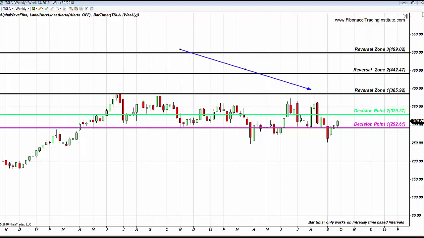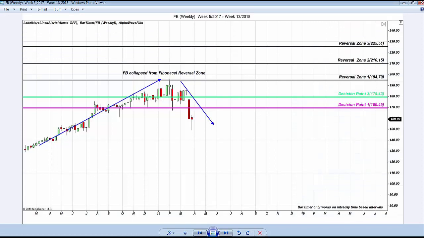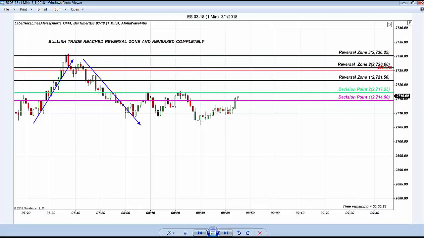It doesn't matter if it's Facebook. Stunning earnings. Why in the world did Facebook collapse? It doesn't matter if it's 1 minute chart on S&P. It's all the same. That's the dance price does every time. That's the reason I named these levels reversal zone.